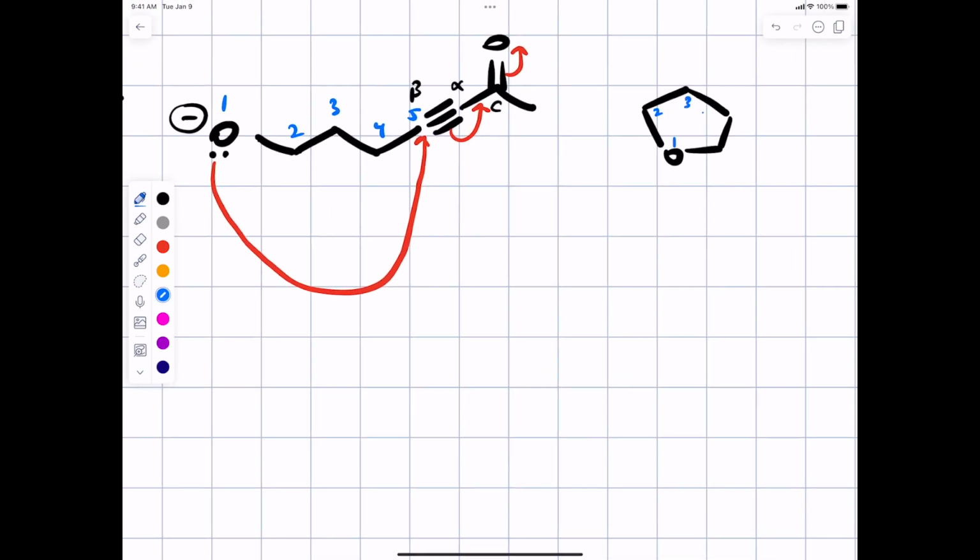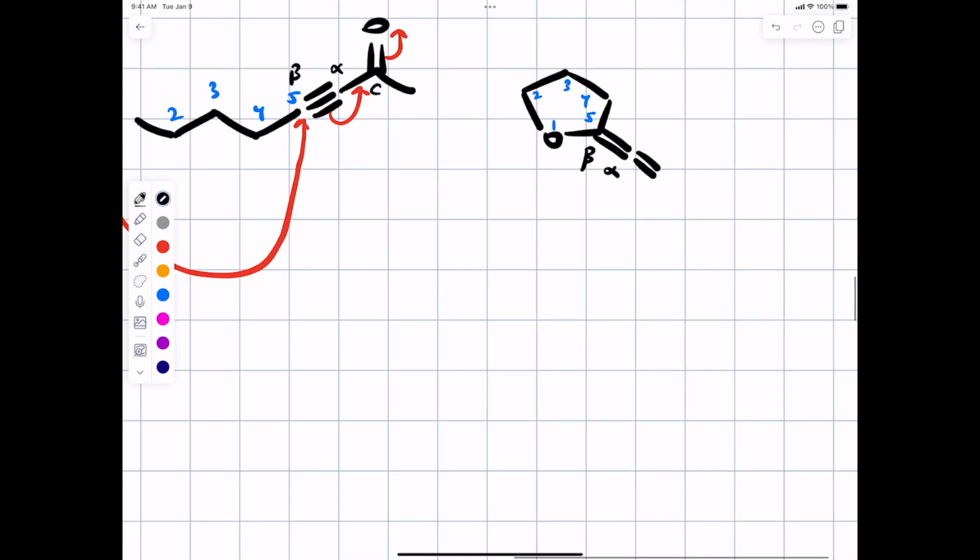One, two, three, four, five. Here's the beta carbon. The beta carbon should be doubly bonded to the alpha carbon. And then the alpha carbon should be doubly bonded to the carbonyl carbon. And there's our enolate. Okay. And if that's a little confusing and painful, I'll actually draw out the carbon. That central carbon, that alpha carbon, is sp hybridized there. Okay. With me so far on that reaction?